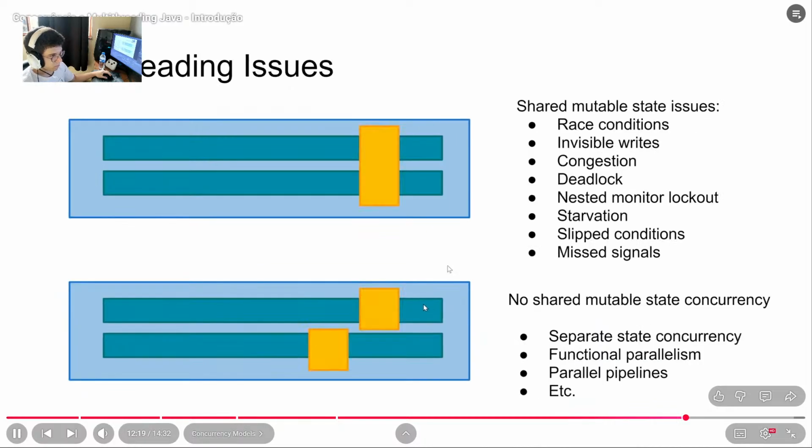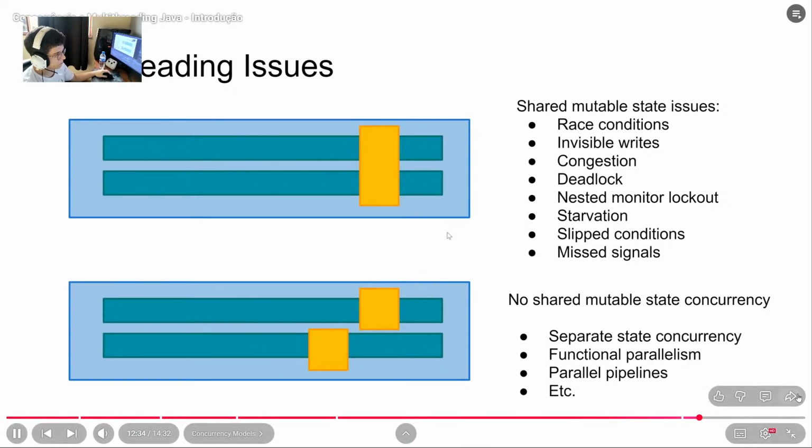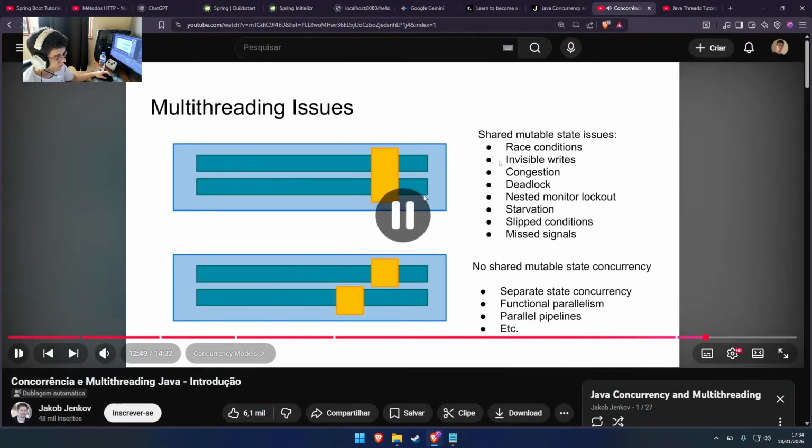As you can see, multithreading is really beneficial to us in computer programming. However, it is not without its problems, without its issues that we need to learn how to handle. First of all, the first model that appeared for concurrency was a shared mutable state model in which threads could read and write the same memory inside of the application. However, this type of concurrency model leads to possible race conditions, invisible writes.